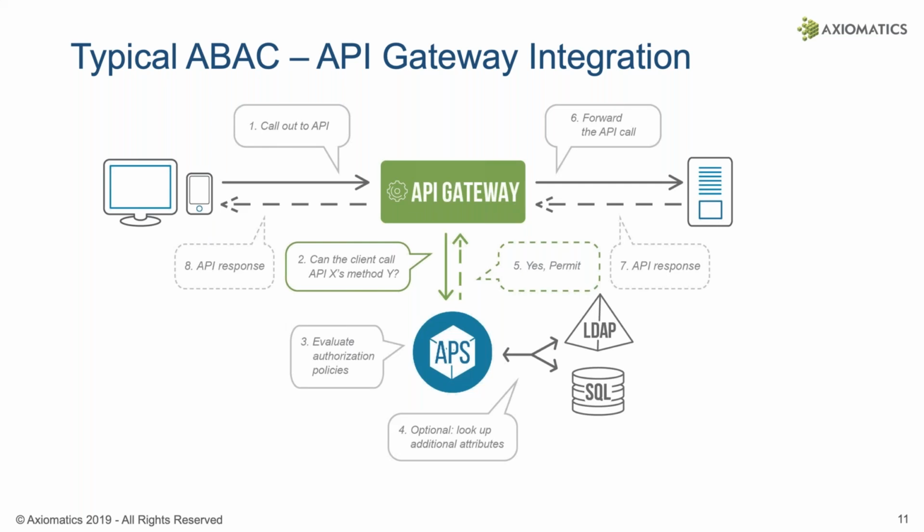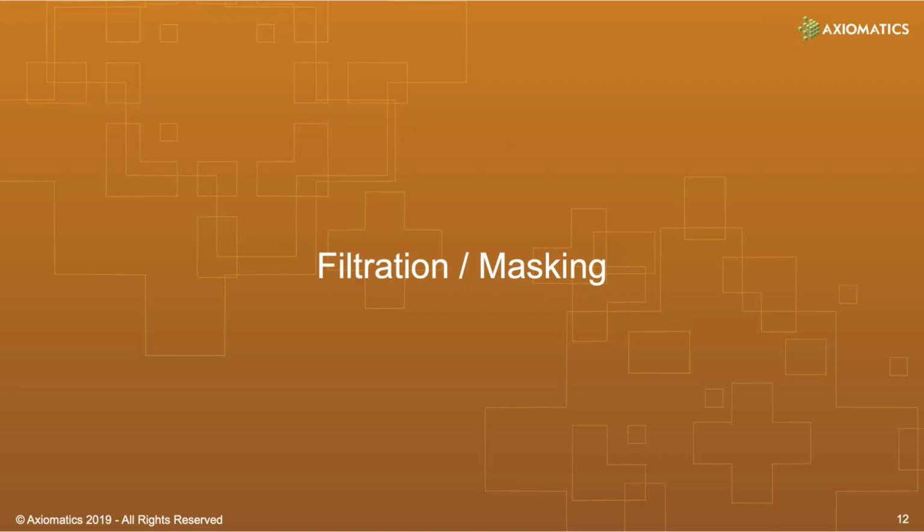But this is sort of the on the way in architecture of this. If we want to look at the response here from the backend API in number 7 and do something with that before it gets returned as number 8 in this architecture back to the caller, i.e. filtering or masking the payload that's being returned here, then we have the on the way out scenario that I mentioned earlier. So let's take a deeper look at that.